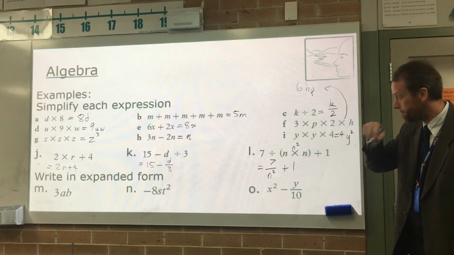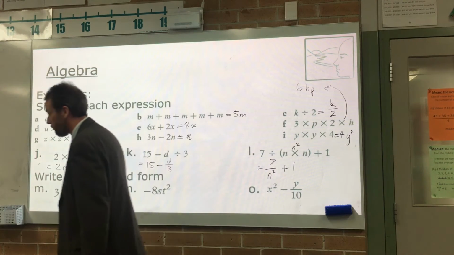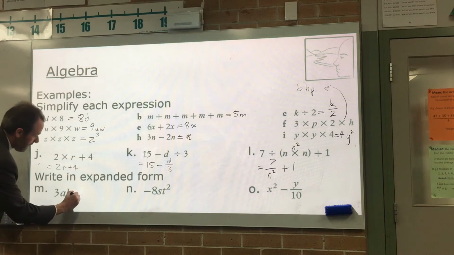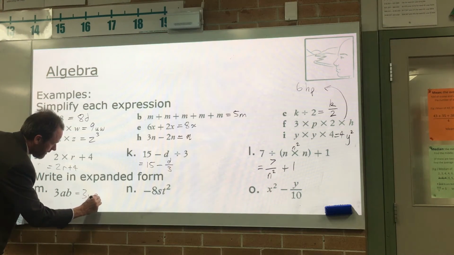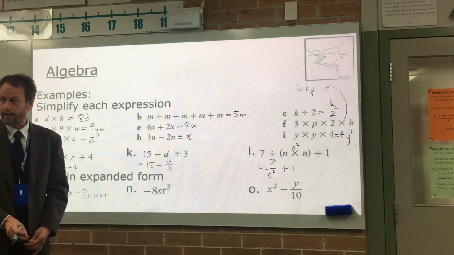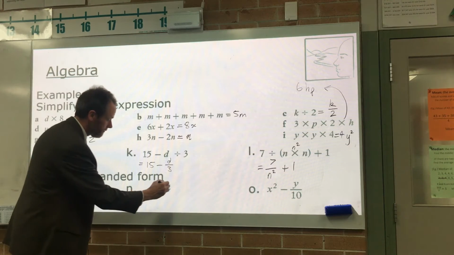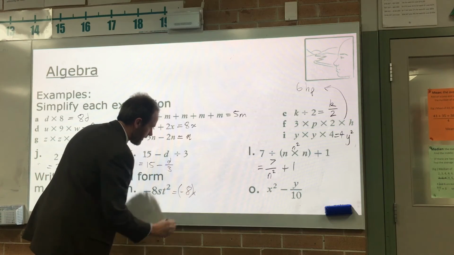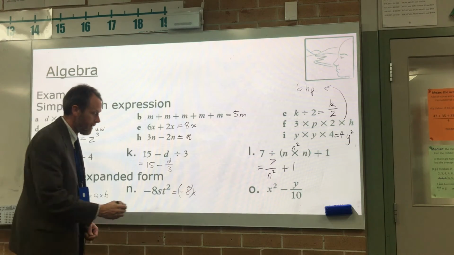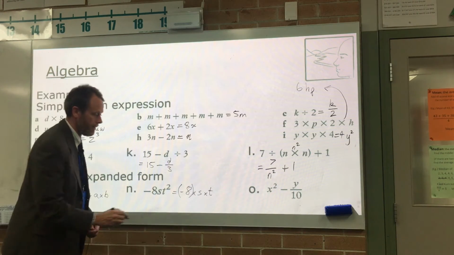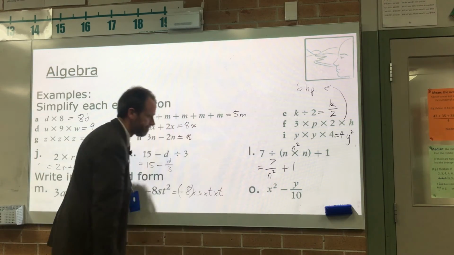All right, pretty straightforward. What about this one? Expanded form. We're going to go the other way for a moment. 3ab: what's actually happened is they've taken the times signs out. So I can write that as 3 times a times b. This one, negative 8st squared. Well, I can write that as negative 8, and you might like to put the negative 8 in brackets, it may help you see it, times s times t, but it's t squared, so it's actually times t again.